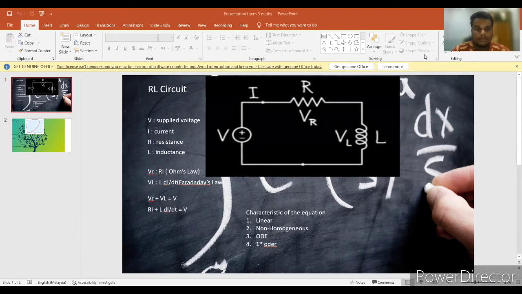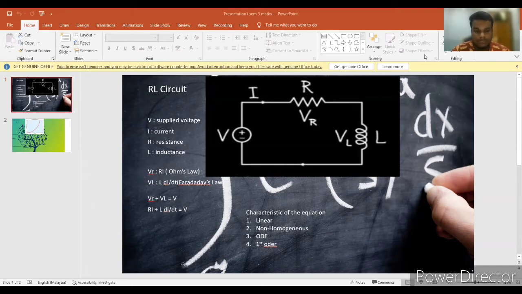Today I'll be explaining the application of differential equation in RL circuit and also exponential growth curve. So what is an RL circuit? An RL circuit is basically a basic circuit which has a resistor and L, which is an inductor. Let's have a look at the basic terms used in this application. V is supply voltage, I is current, R is resistance, and L is inductance.